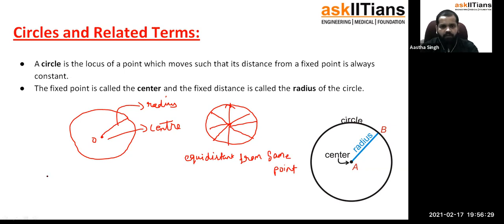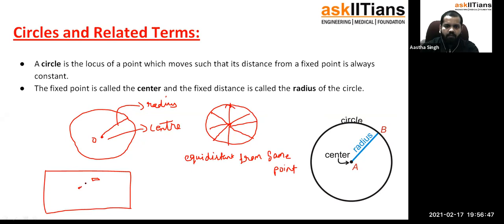So I will tell you a real life example. Suppose in a field, you tie a horse with the help of a rope at some point. You have tied the horse with the rope, and the horse will graze the field in the form of a circle. Then your horse will be treated as a moving point, because your horse is moving from a fixed point, because you have tied it with the help of the rope, and your rope will be considered as the radius. I think the point is clear, like how a circle is formed and what the proper definition of a circle is. Also, we know the real life examples of a circle. We'll now discuss some more terminology of a circle.